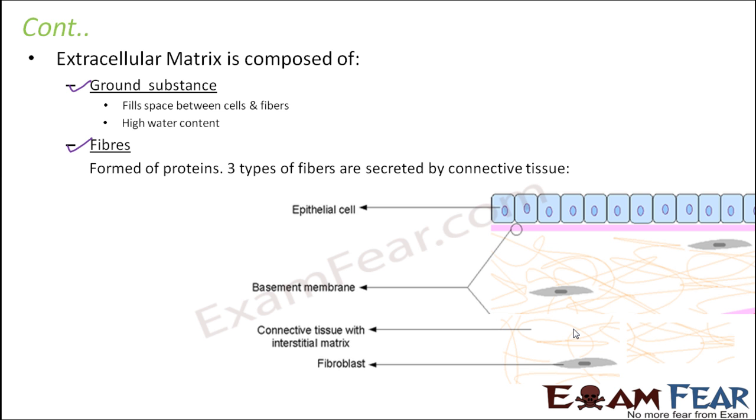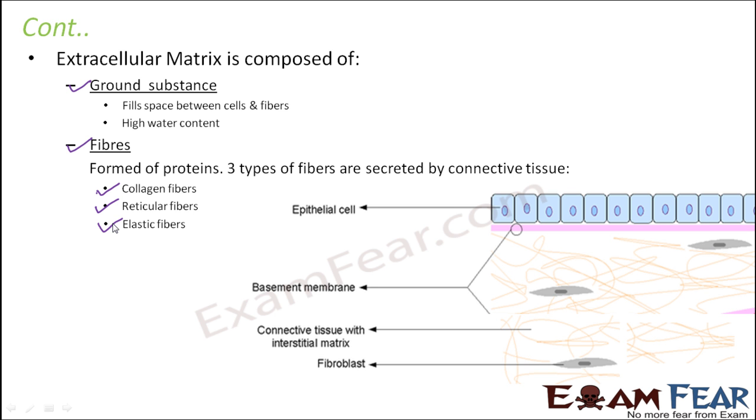Fibers, again, are the thin hair-like structures. They are formed of proteins. Now, three types of fibers are secreted by connective tissue. Whenever we talk about fibers, there will be three types: collagen fibers, reticular fibers, and elastic fibers. These are the three types of fibers which are present in the extracellular matrix of connective tissue.